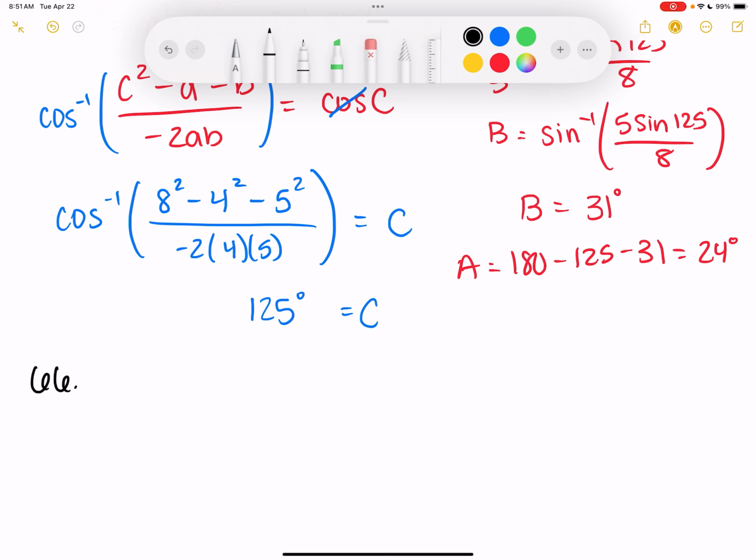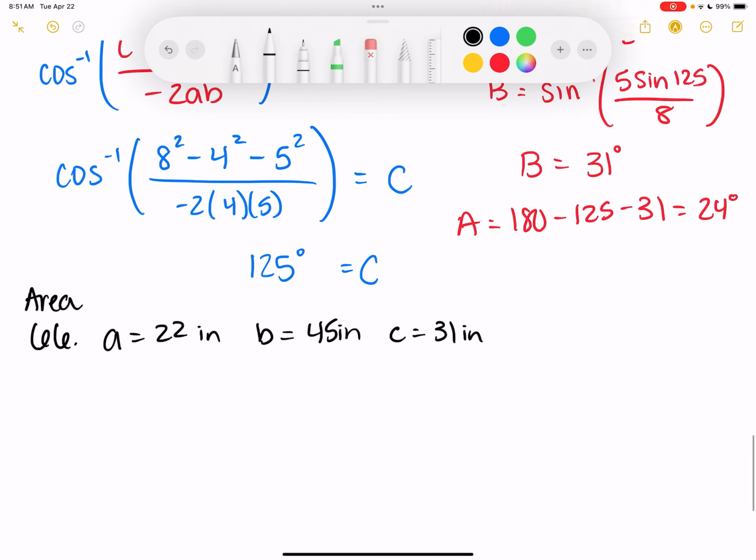So let's see, 66, we've got side A is 22, and these are in inches. Since it's area, I do care about the units. B is 45 inches, and C is 31 inches. So again, let me write this so we know we're not solving triangles. To find the area, I have the 3 sides. That means I need Heron's area formula. So I have to find S, which is 1/2 of all the sides added together. So I've got S equals 1/2 times 22 plus 45 plus 31. And that comes out to a nice number.